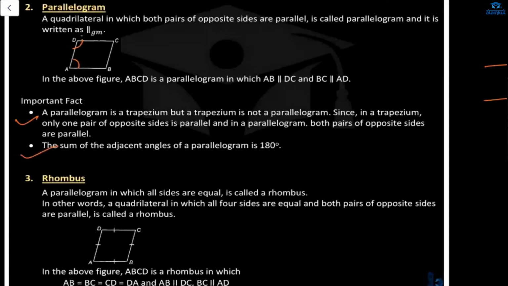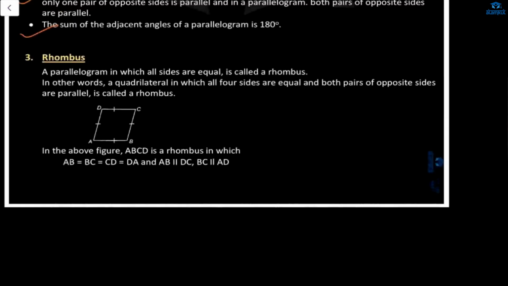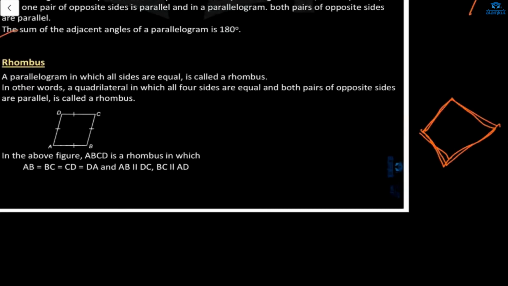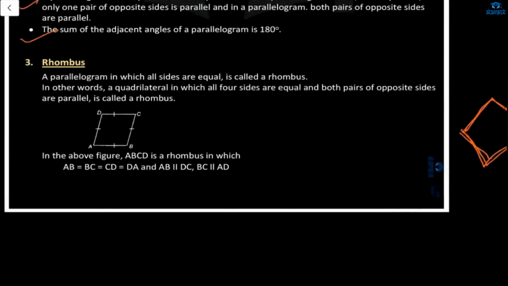Now rhombus. What is it? A rhombus is this type of figure. Many times it looks like a kite, but not exactly a kite. Ma'am, in the rhombus all of the sides should be equal. Yes, all the sides are equal. Like in the square, you can say that all the squares are rhombus, but all the rhombus cannot be square.